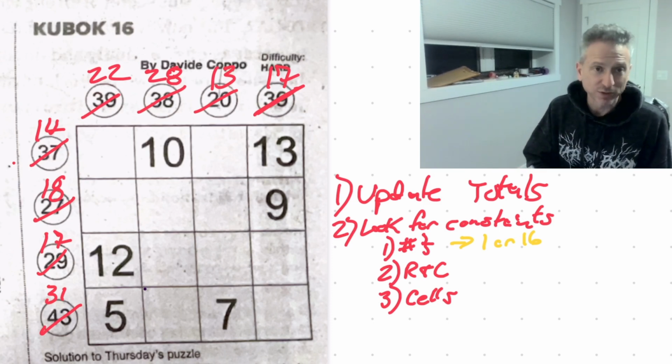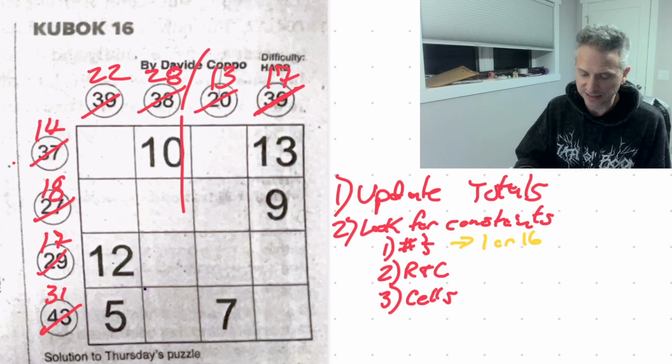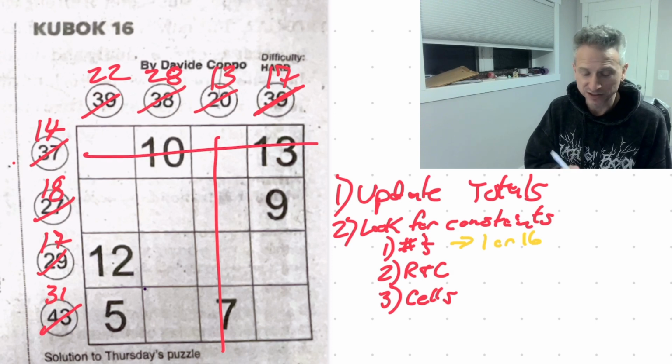Well, first of all, we know it can't go in column 3, right? Because column 3 only adds up to 13, so there is no 16 in there, okay? And we know that it can't go in row 1 because row 1 adds up to 14, right? So we know that there's no 16 here and there's no 16 here. And we can also tell those rows are really constrained in another way, but we'll get back to that in a second. I just want to follow through on 16.